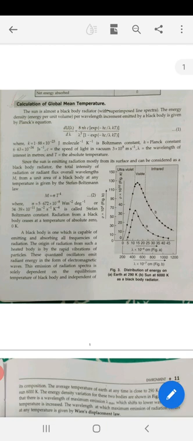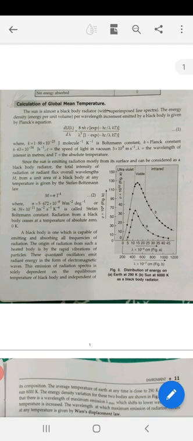The energy density, that is energy per unit volume per wavelength increment emitted by a black body, is given by Planck's equation, and this equation, as you can see in the PDF, is equal to du upon d lambda of lambda, and this is equal to 8 pi h c into exponential of minus hc upon lambda kT divided by lambda raised to power 5 into 1 minus exponential hc upon lambda kT.